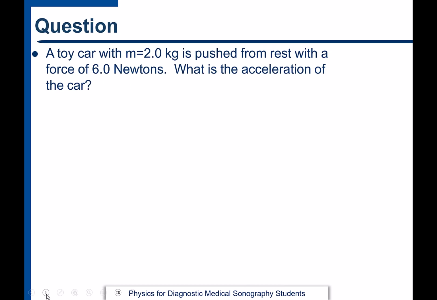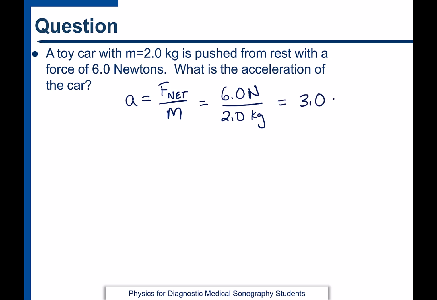A toy car with a mass of 2 kilograms is pushed from rest with a force of 6 newtons. What is the acceleration of the car? So we'll write down Newton's second law: the acceleration is equal to the net force divided by the mass. In this case, we've been given the net force. The only force acting on the car is that force of 6 newtons, and the mass of that toy car is 2 kilograms. And so again, when we take newtons and divide by kilograms, that gives us meters per second squared.